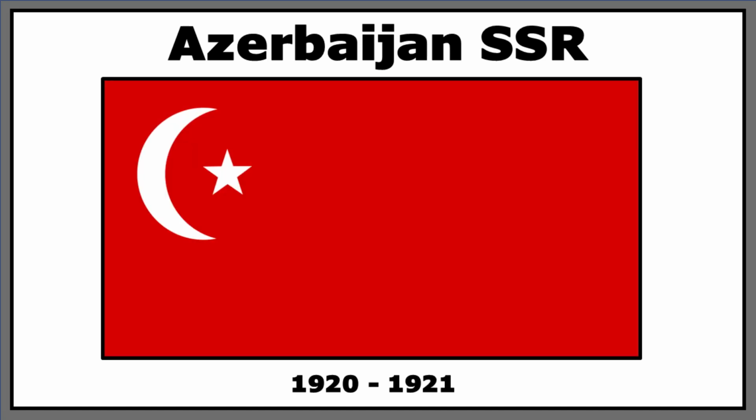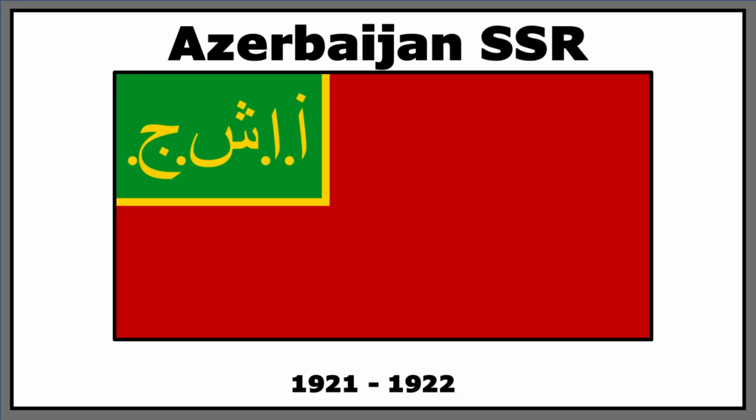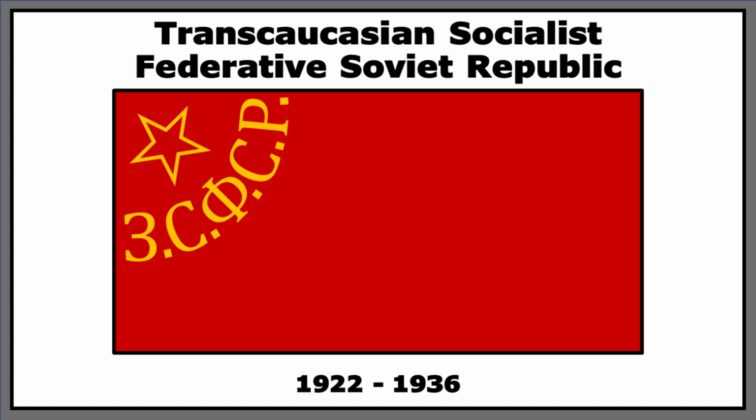It goes without saying that this flag is virtually identical to its predecessor. The next flag is more different, however. Maintaining the red as a staple colour, this time with a green box in the canton with SSR written in Arabic. The next flag from 1922 to 36 is actually the flag of the Transcaucasian Socialist Federative Soviet Republic, a Soviet republic which merged the SSRs of Azerbaijan, Armenia and Georgia.